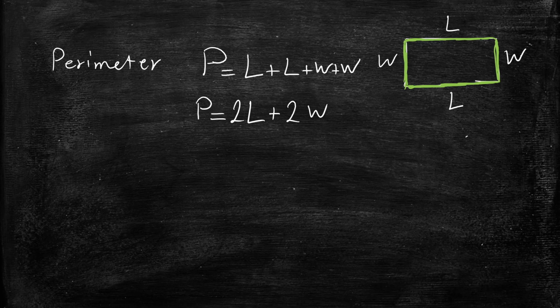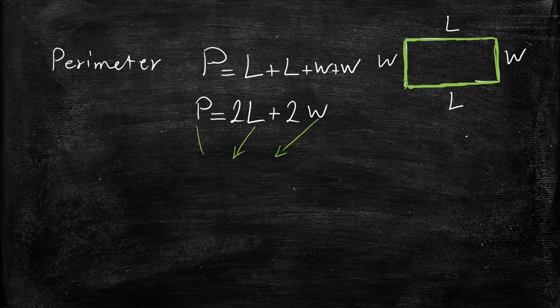You can also simplify this by factoring a 2 out and writing 2 parentheses L plus W. That's optional. You can show it that way too. That means the 2 gets multiplied by both L and W. Anyway, that's beside the point. So that's how you measure the perimeter of any rectangle.